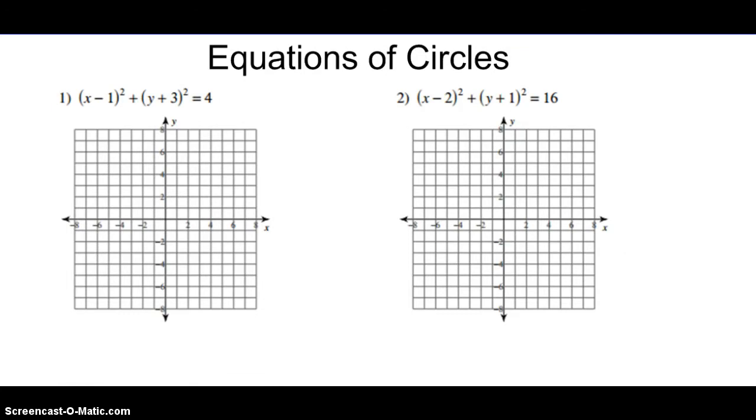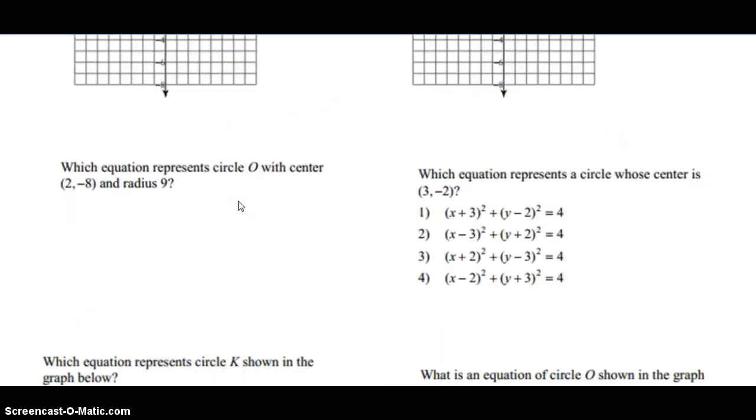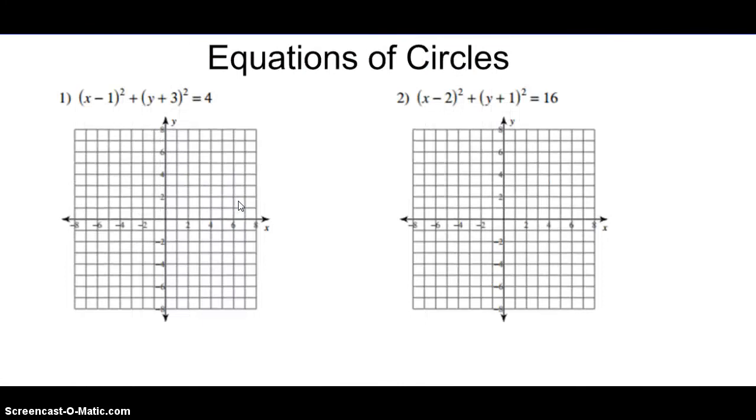Last one. Now, this one's asking you to draw these equations, okay? You got to be drawing them. How do you do that? Well, all you have to do is find the center. So we know the center here is 1. Remember, we just changed the sign, and negative 3. First thing you do, find the center. So the center is going to be 1, negative 3.